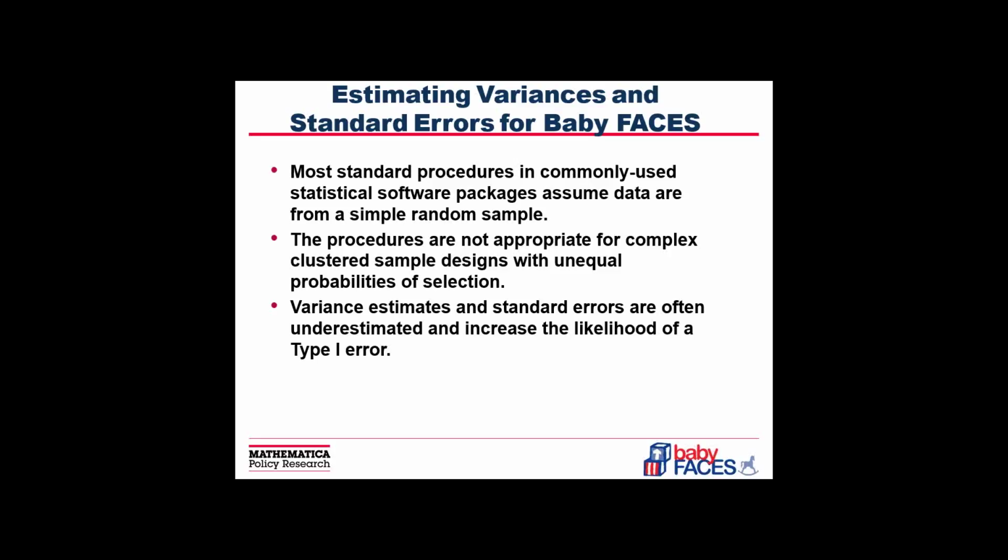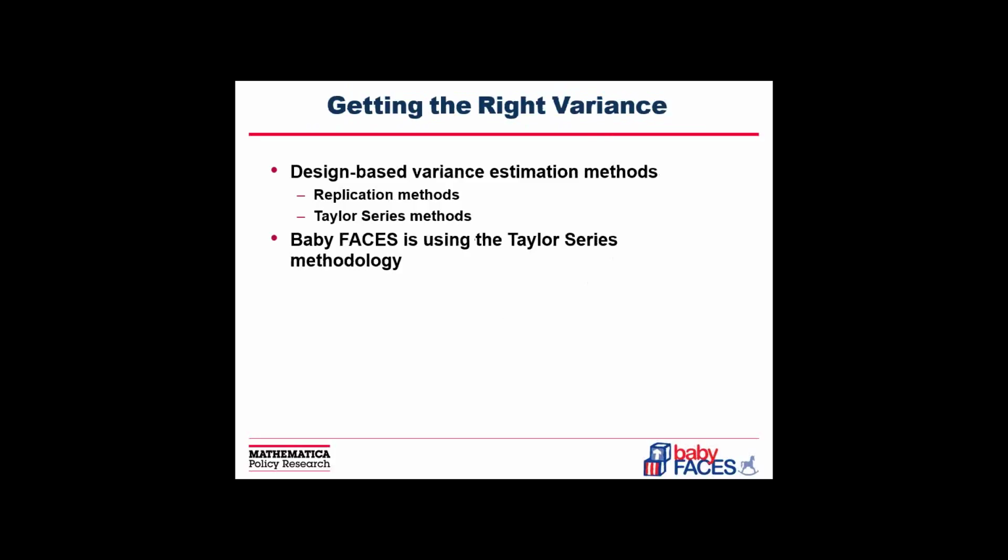When estimates of the standard error are smaller, chances of finding statistically significant results increase. In other words, the T or F value increases. Taylor series and replication weight methods are ways of estimating the correct variance for complex survey design. In Baby Faces, we use the Taylor series method. When there are clusters in the sample design, the Taylor series method estimates variance from the variation among clusters. When the design is stratified, the procedure pools stratum variance estimates to compute the overall variance estimate.